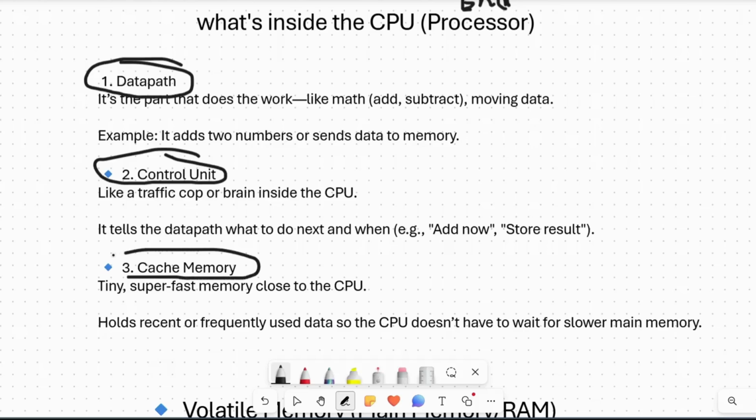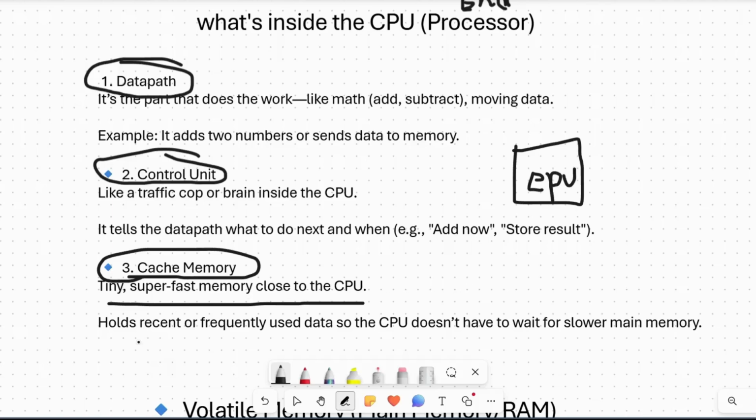Cache memory is also important. It is tiny, super fast memory close to the CPU. It means it is near to the CPU. This is our CPU. It holds recent or frequently used data so the CPU does not have to wait for slower main memory. It helps us memorize previous or recent data for the CPU. When the CPU needs it, it is delivered to the CPU so that the process can be faster.